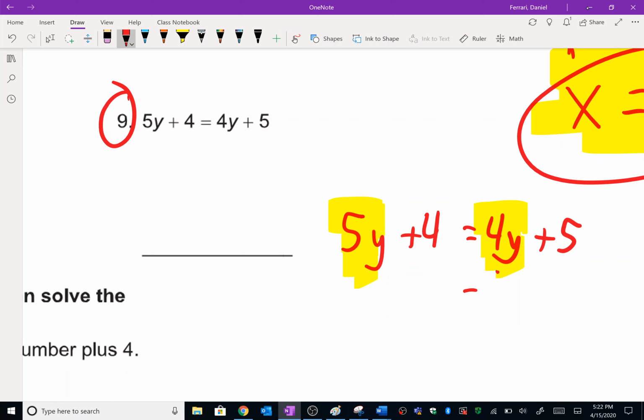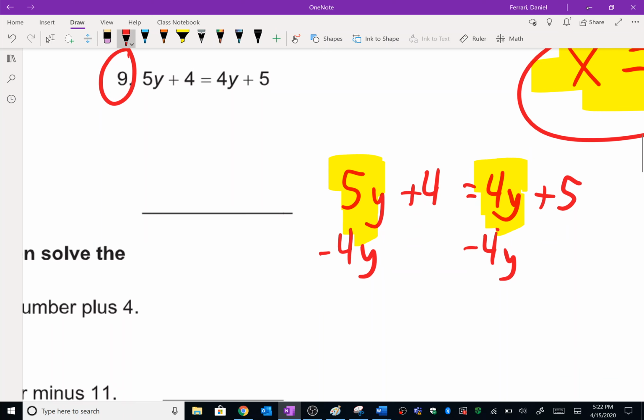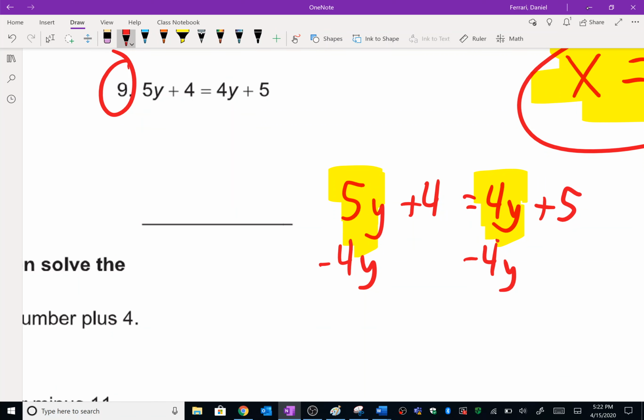So what I'm going to do instead is subtract 4y on both sides, and that's going to leave me with 5y minus 4y, which is 1y, or in other words, just y. Okay, because remember that y and 1y are the same. So we might as well just make it simple and leave it just as y. Okay, so now we're going to bring down everything we didn't use. So I'm going to bring down the plus 4, and I'm going to bring down the 5.